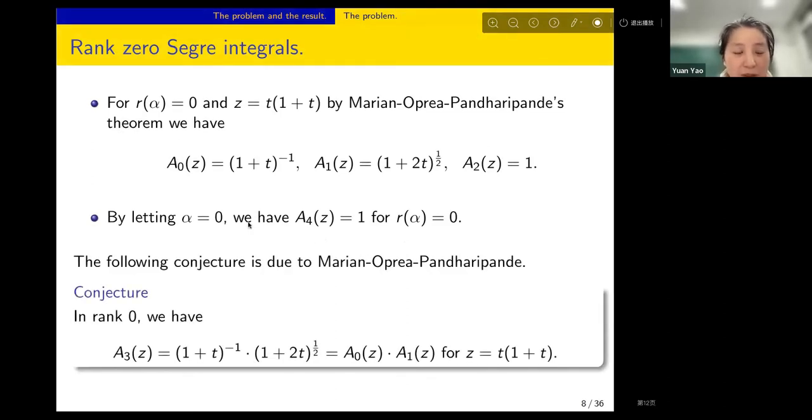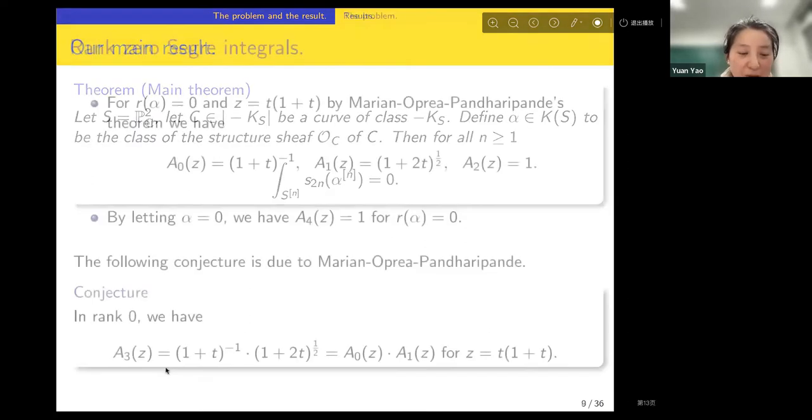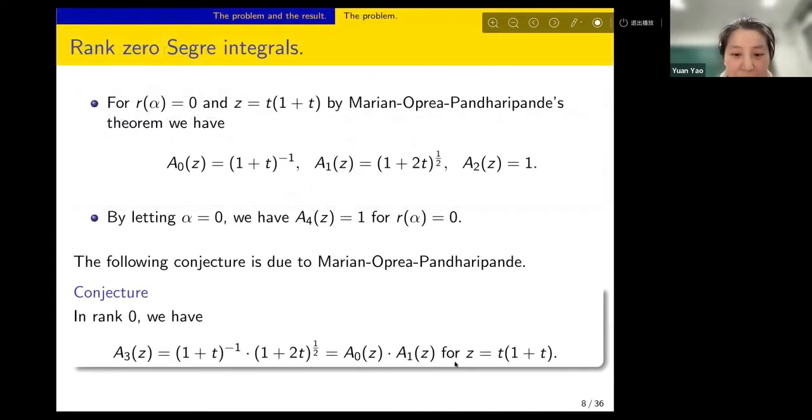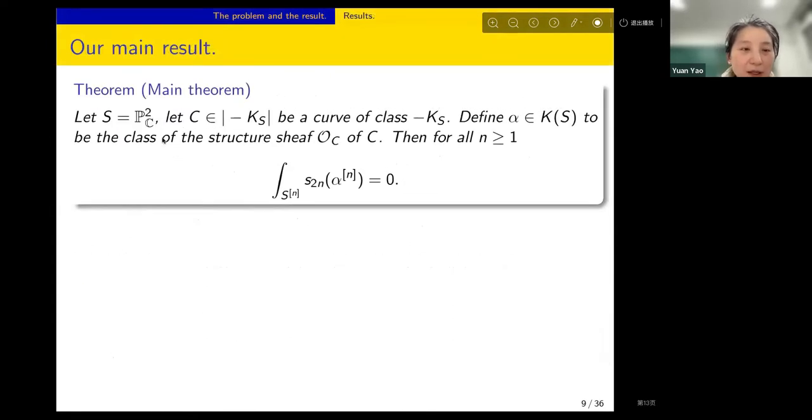Now, how about A3? So they give a conjecture. In rank 0, we have this formula. Not complicated, right? Seems a very nice formula. So our result is we prove this conjecture. That's our main theorem.